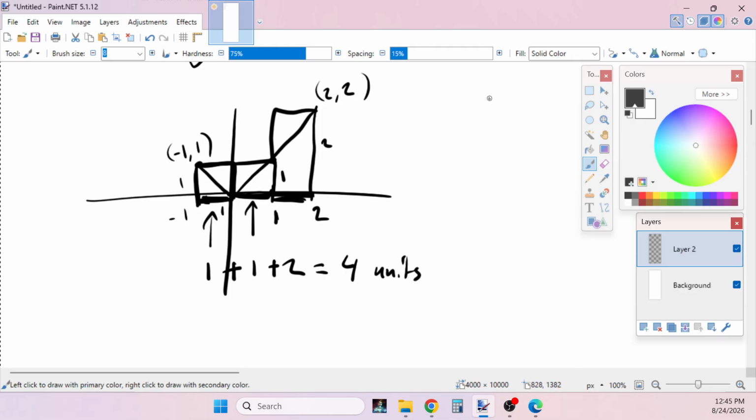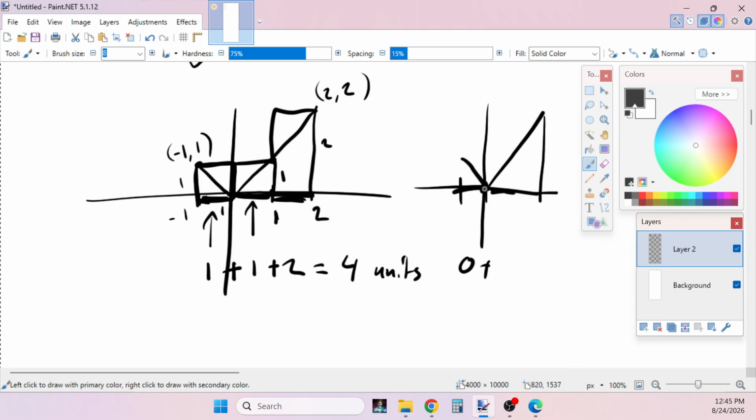On the other hand, if we do a lower limit, the lowest point in this region from -1 to 0 is 0. So we get a height of 0 and a width of 1. The lowest point between 0 and 1 is also a height of 0, so 0 times 1 is 0. And the lowest point in this region is 1 unit of height. We have 1 unit of width, and the area of that rectangle is 1 times 1, which gives 1 unit of area.